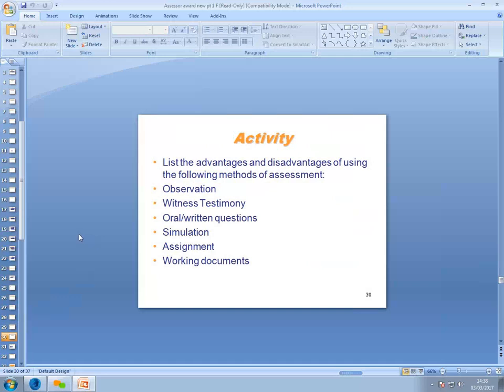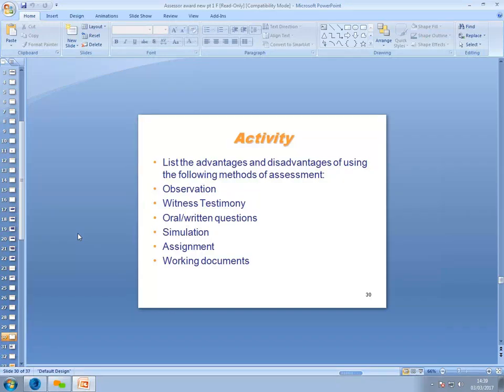List the advantages and disadvantages of using the following methods of assessment. Observation. Obvious advantages: you can see exactly what's going on. You can see how something is being achieved. You can rate it against the standards that are being laid down for it to be achieved.